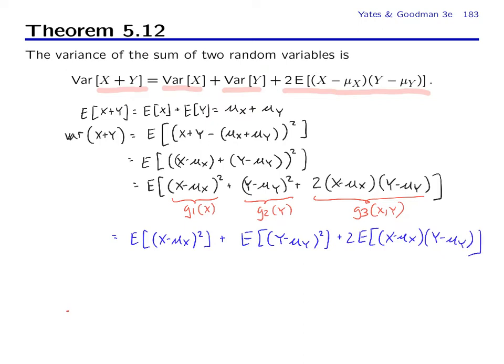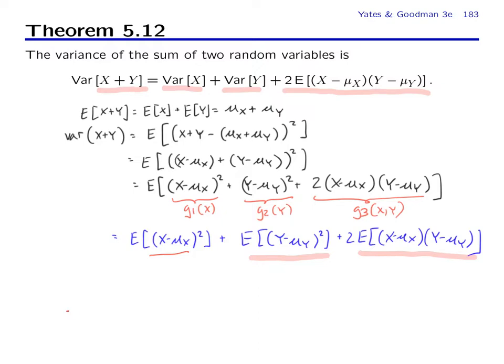And of course, these pieces match up perfectly. This is variance of x, and this is variance of y, and this is this cross term. That's exactly what appears up at the top of the page.